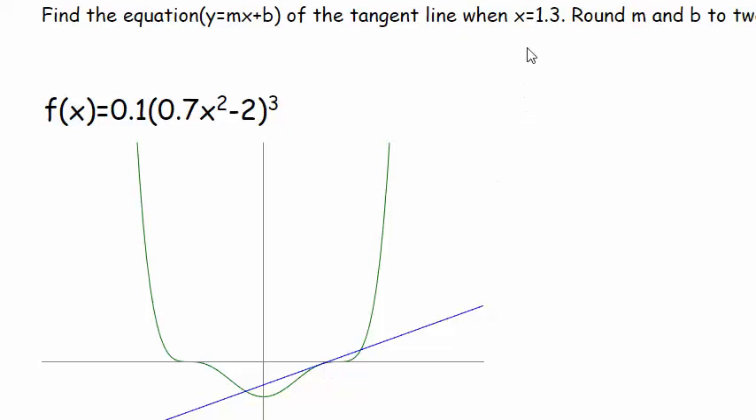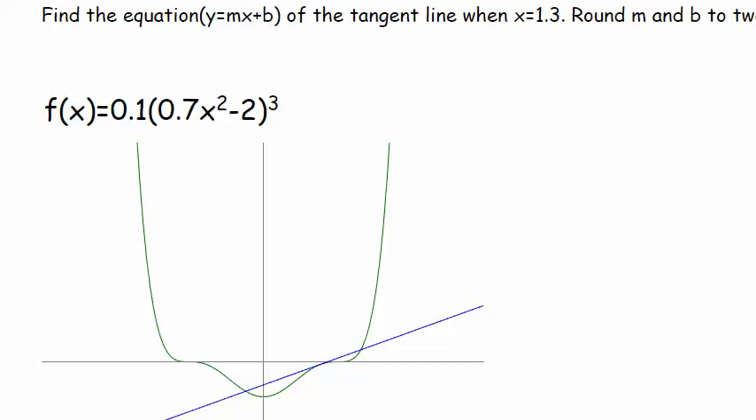It says find the equation, and we're going to write it in this form here, the slope-intercept form. Find the equation y equals mx plus b of the tangent line when x is equal to 1.3, and it says round m and b to 2 decimal places. Of course, this is the funky graph of f of x. So the first thing we're going to find is m, and then we're going to find b.